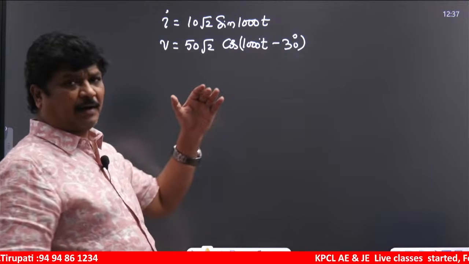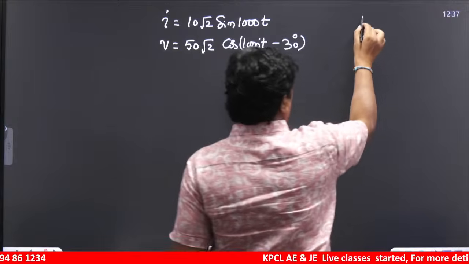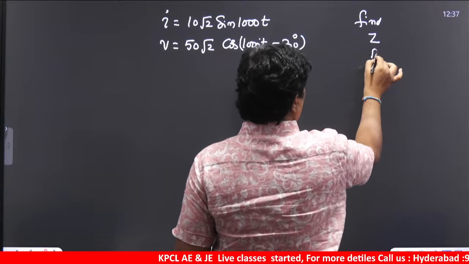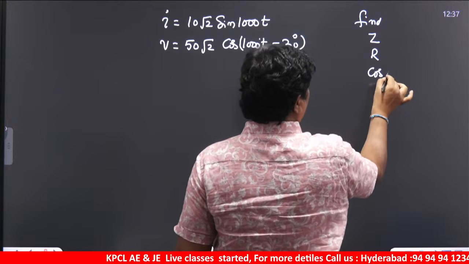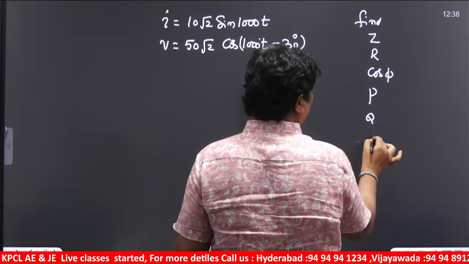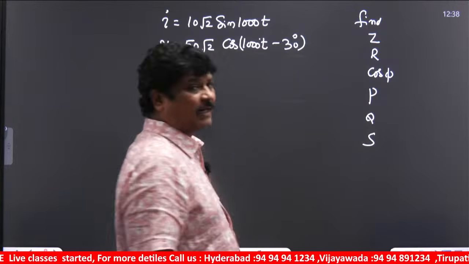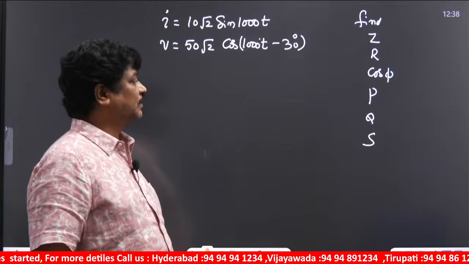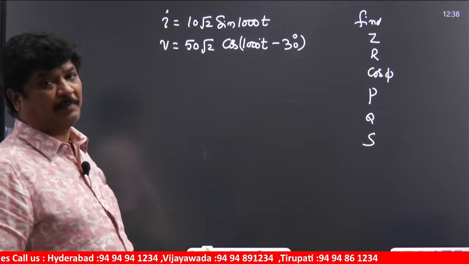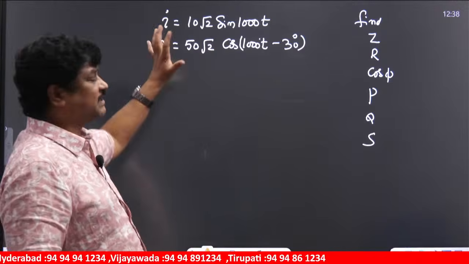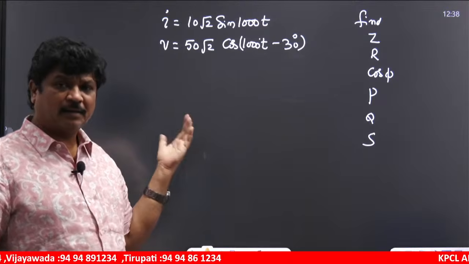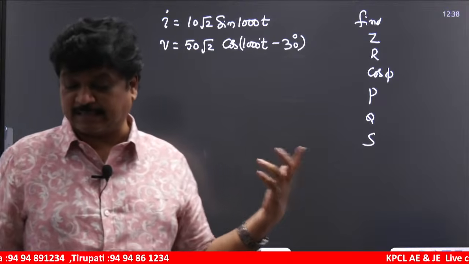Again we have to find, what do we have to find? Z, R, power factor cos phi, active power, reactive power, apparent power. Likewise, we need to calculate all these things for the same problem. This problem is homework for you. You can do it. Don't spend time here. You can prepare in the break or something like that.